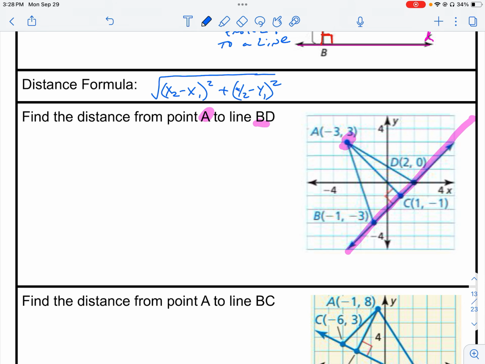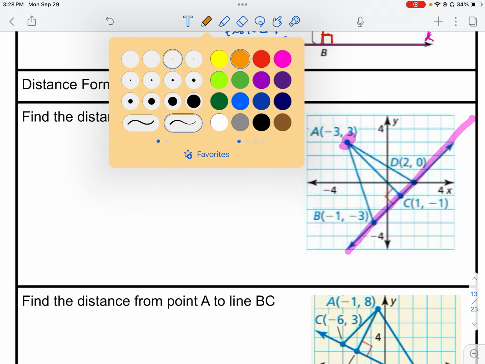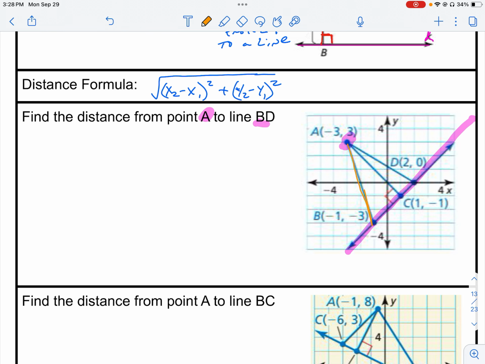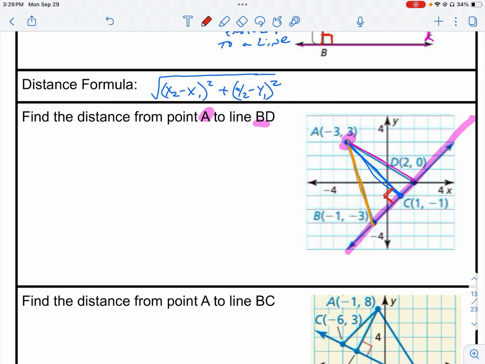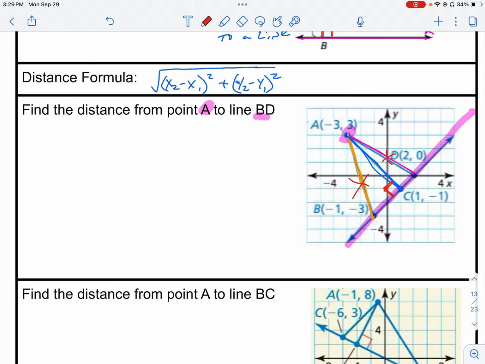So we got three options. We could measure to AB. We could measure to AD, or we could measure to AC. Well, only one of them is a perpendicular to the line, so we're going to cross off these other two because they're not what we want, and we're going to measure AC because that's the true distance.